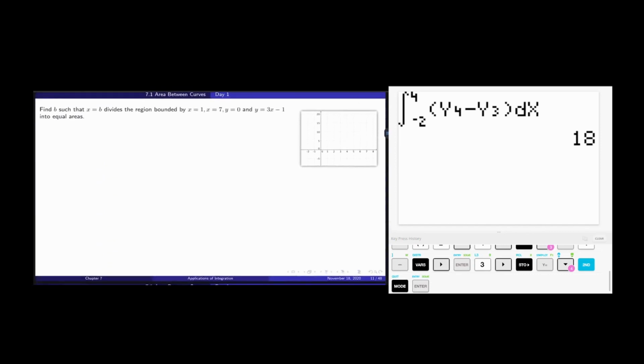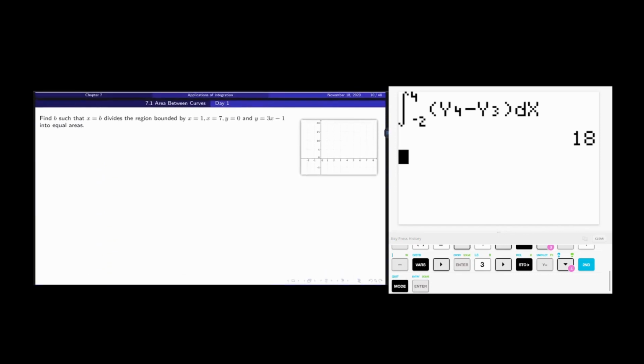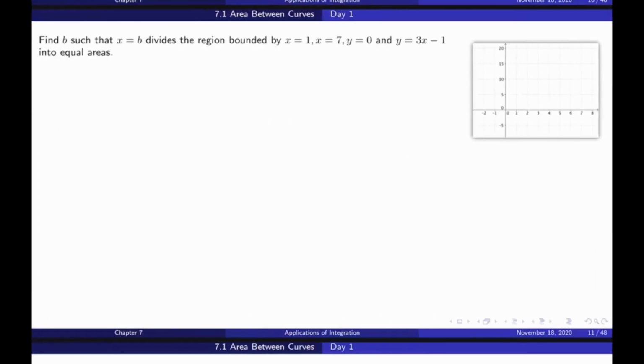Okay. Last example, you are asked to find b such that it divides the region bounded by x equals 1, x equals 7, y equals 0, and y equals 3x minus 1 into equal spaces. So a lot of times they're not going to give you the graph, and it's going to be your job to graph it. So try and plot out those four lines. See what the picture looks like. Pause the video.